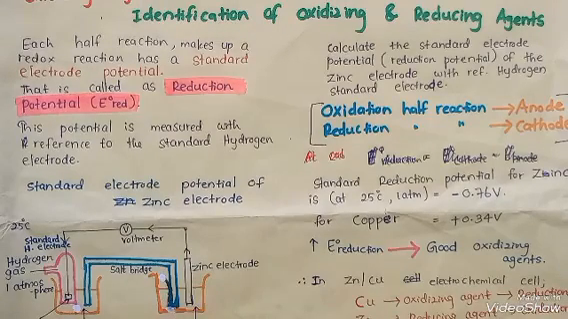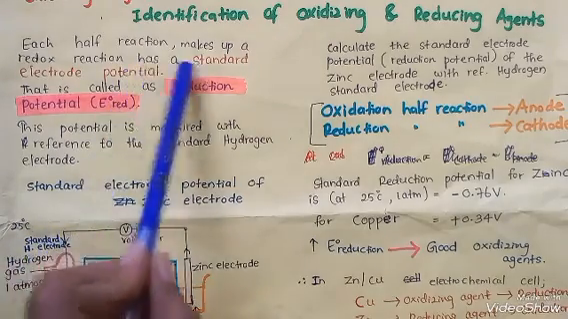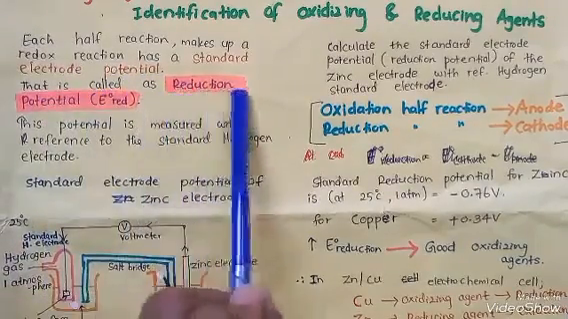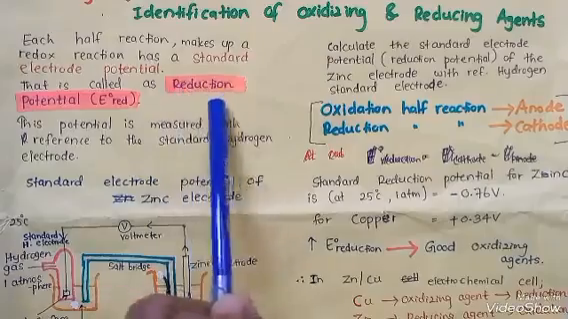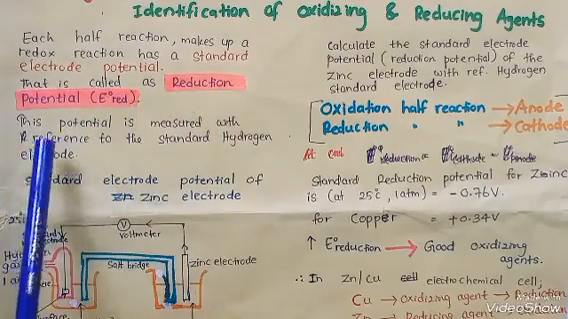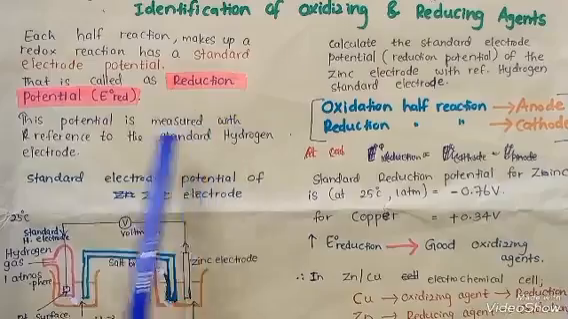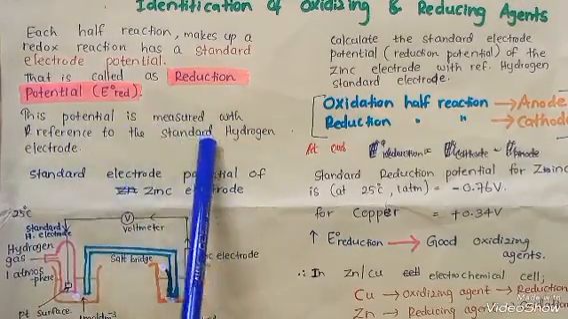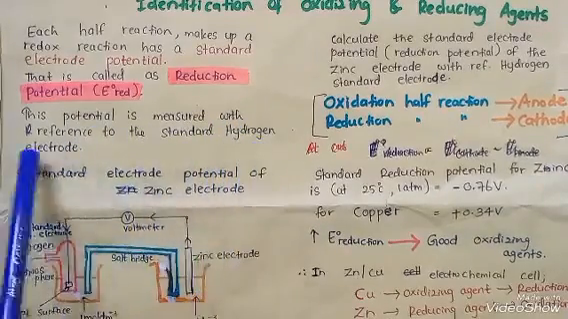Each redox reaction has two half reactions; I have discussed this earlier, so I am not going to repeat it. Each half reaction has a standard electrode potential, which is called the reduction potential. And this potential is measured with reference to the standard hydrogen electrode.